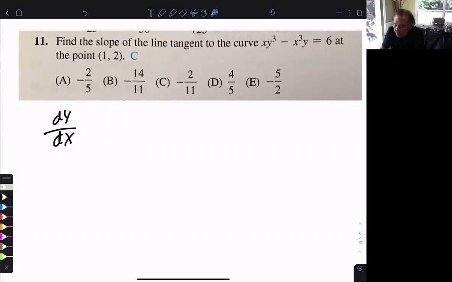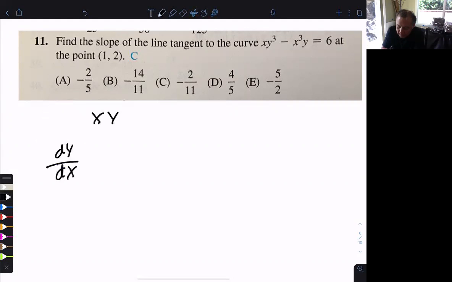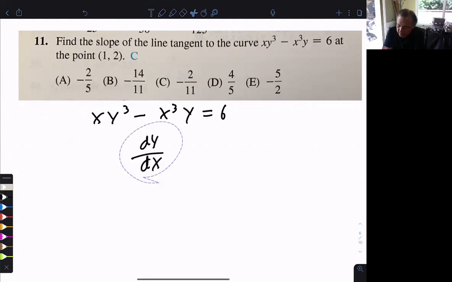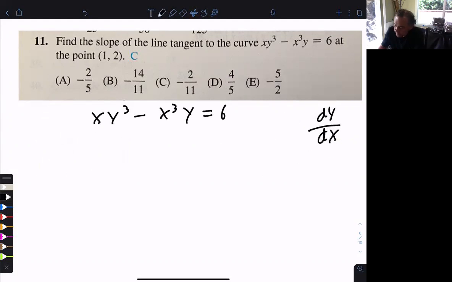But here's the problem. We don't have y equals. So when we take the derivative, this is implicit differentiation. So I'm going to actually rewrite this above so I can work with it better. Xy cubed minus x cubed y equals 6. And this, I'm going to move to the side. That's our goal.